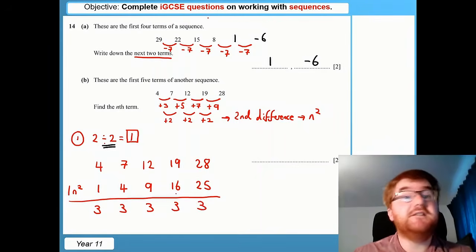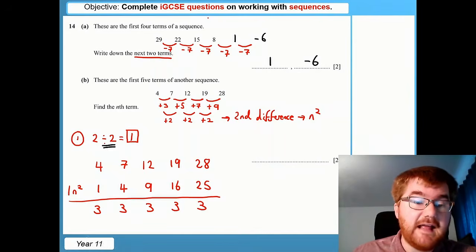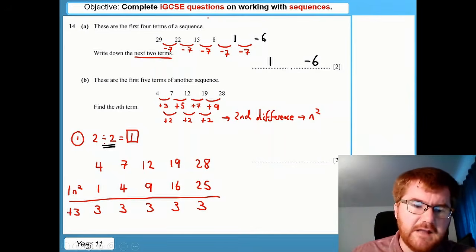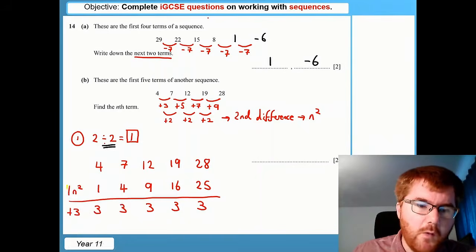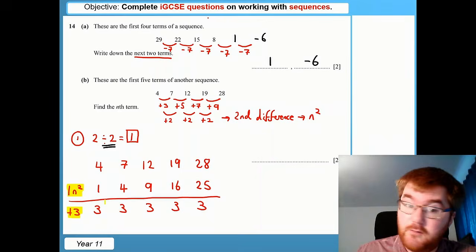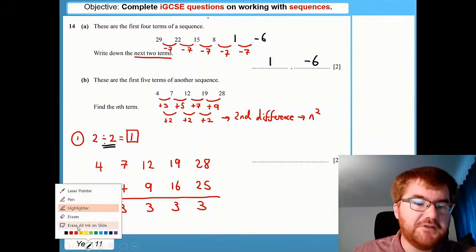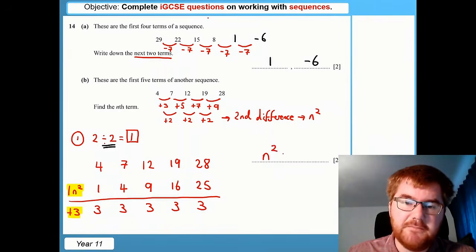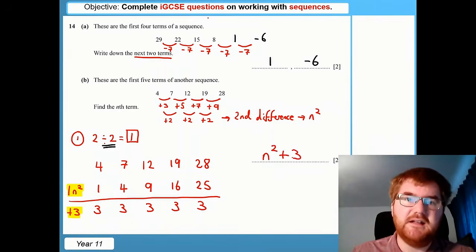Now, why have we done this process? Well, we can bring everything together. Notice this is just plus 3. In order to create our nth term, we just take the n squared from before and what we've worked out here, which is the plus 3. And putting that together gives us our nth term. So our answer is going to be n squared plus 3.